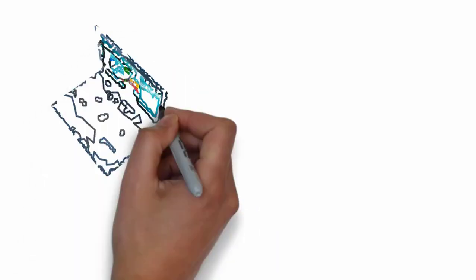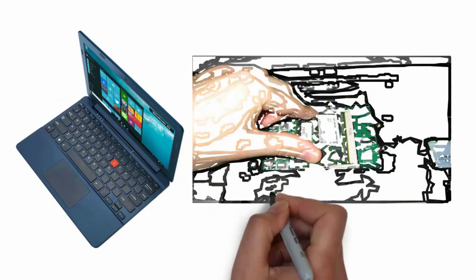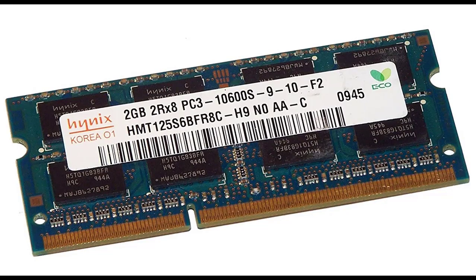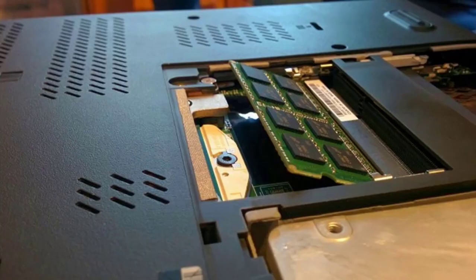RAM stands for Random Access Memory. RAM is used to temporarily store information of running processes and tasks. The more RAM is available, the more processes can run simultaneously. So first question is, how much RAM do I need?